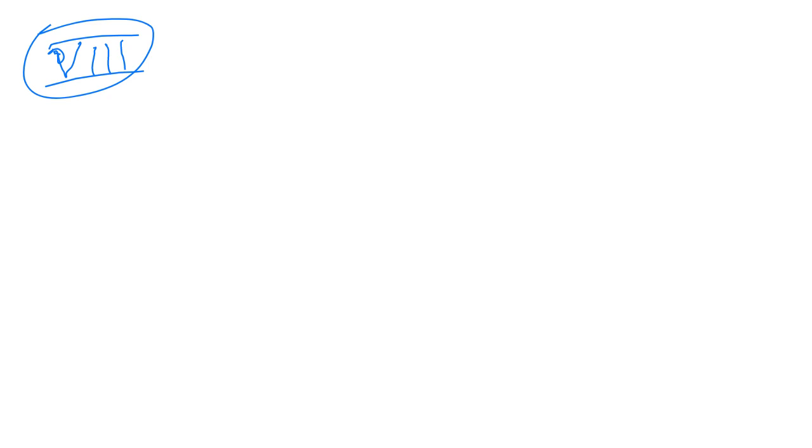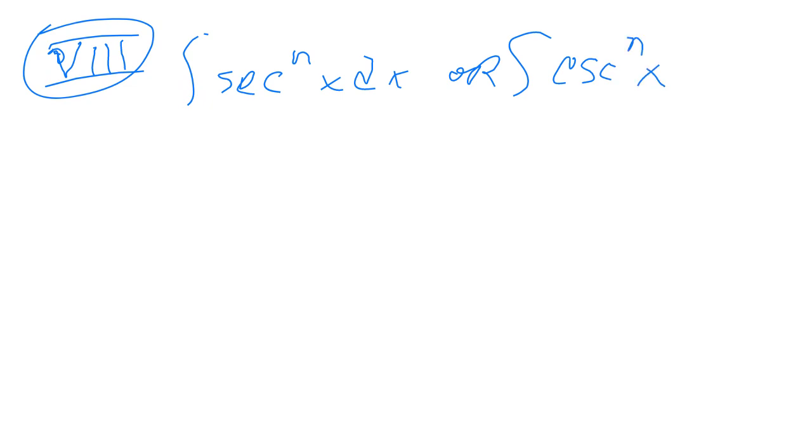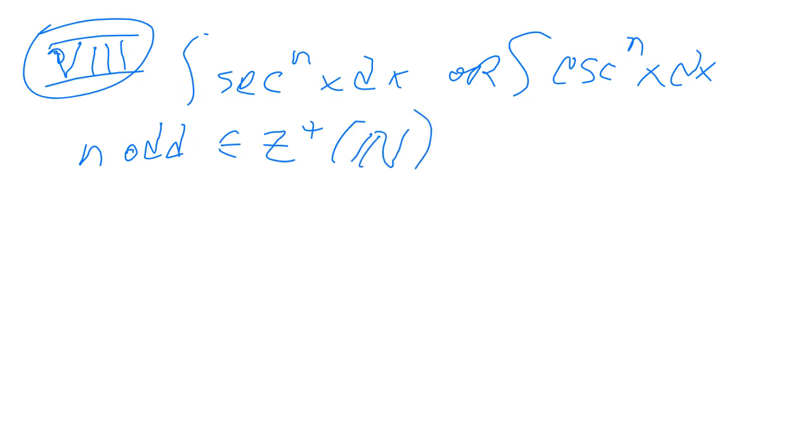But case 8, we've got the antiderivative of secant to the nth power with respect to x, or the antiderivative of cosecant to the nth power with respect to x, where n is a positive odd integer. So n is odd, and it's also an element of the positive integers, which are also known as what? Whole numbers or natural numbers? Natural numbers. Positive integers are natural numbers. So n is an odd natural number is another way you could say this.